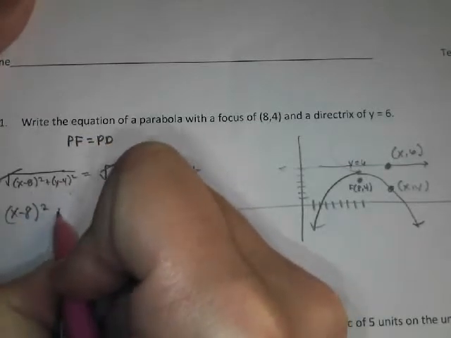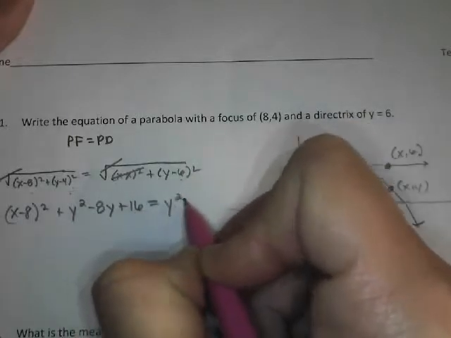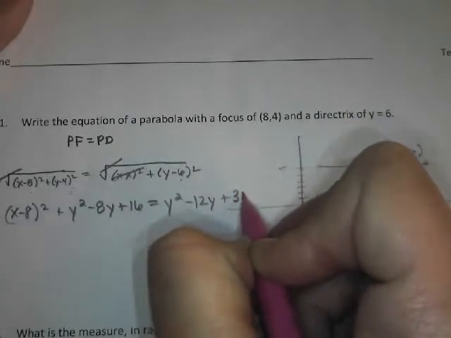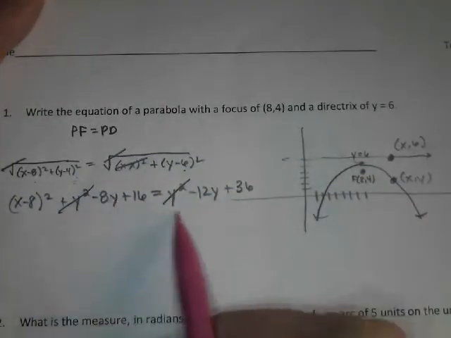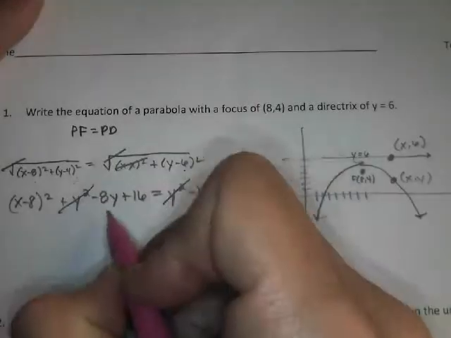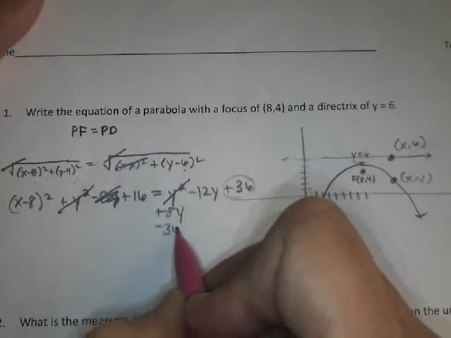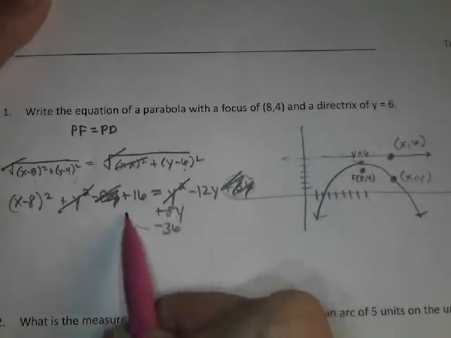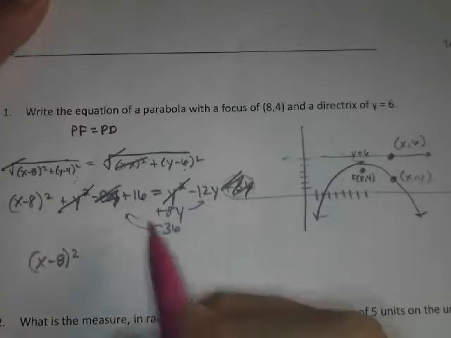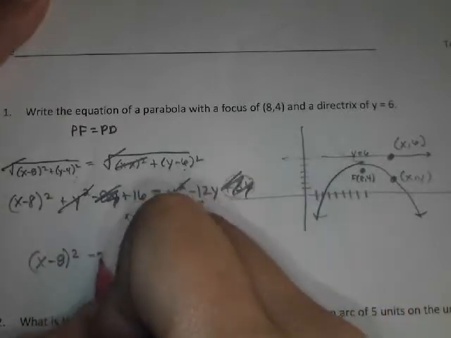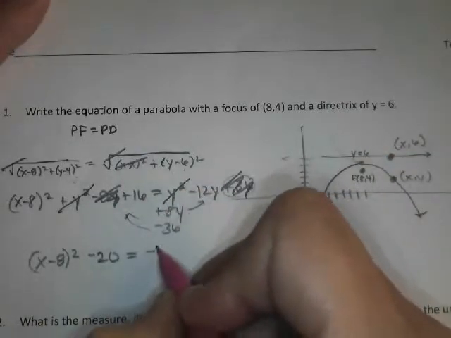So it's going to be y squared minus 8y plus 16 on the left, and y squared minus 12y plus 36 on the right. And now again, my y squareds cancel, and I want to get all my y's together. So I'm going to add my 8y over. That's going to get rid of that. I'm going to subtract this 36 over. That's going to get rid of that. So I have x minus 8 squared. 16 minus 36 is minus 20 equals negative 12y plus the 8y is going to be negative 4y. And then I divide everything by negative 4.